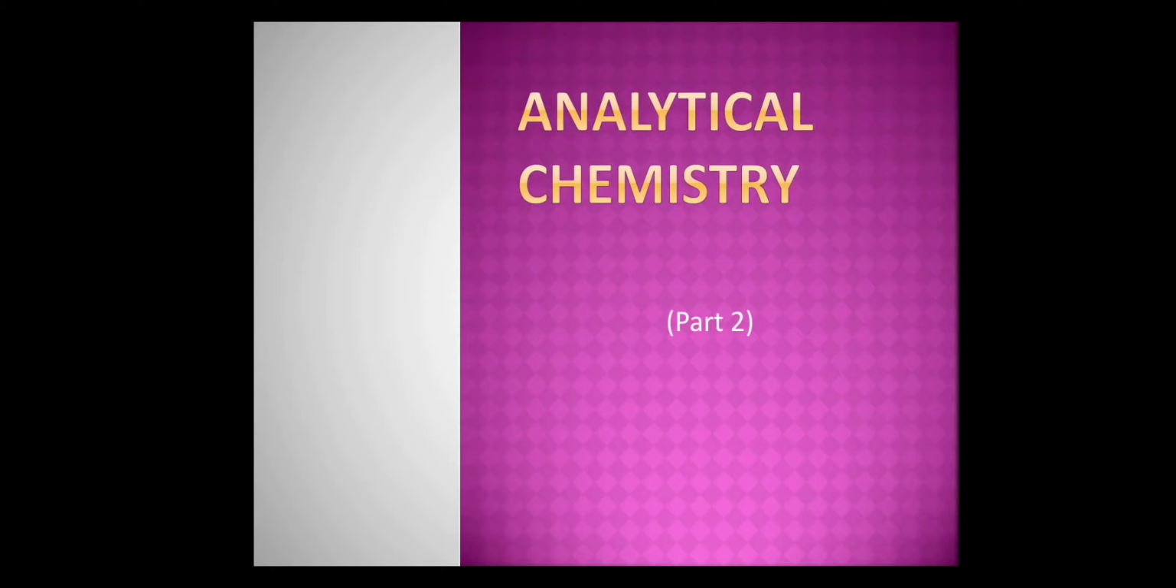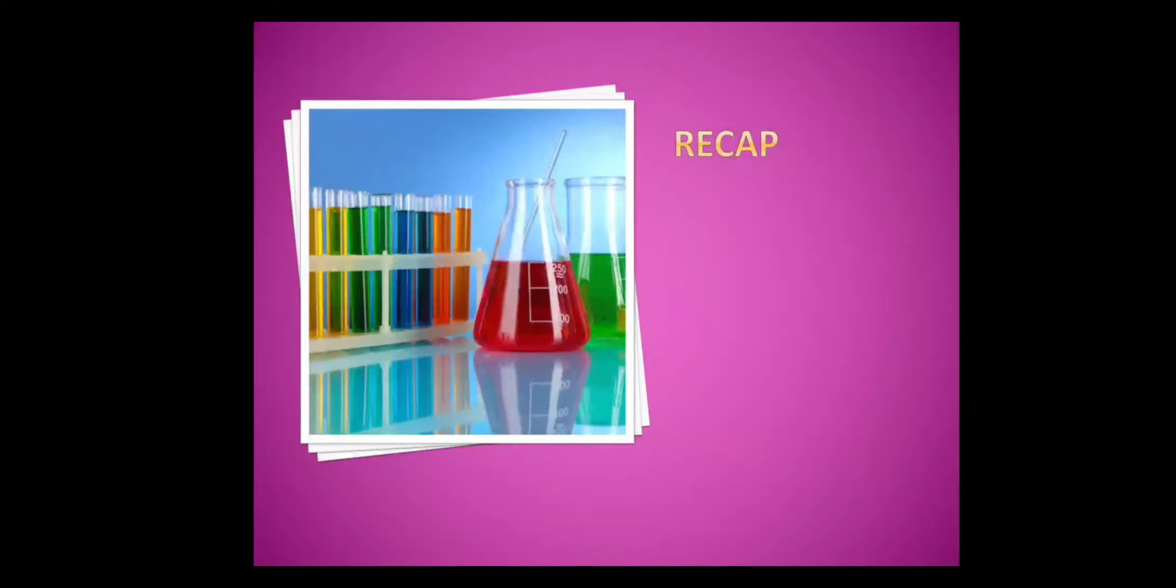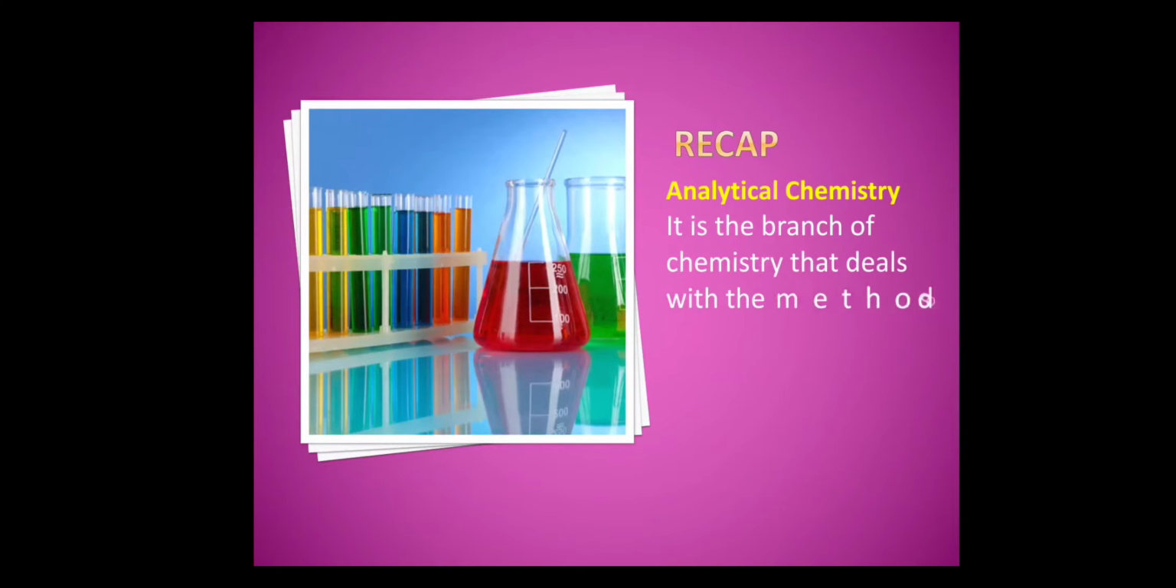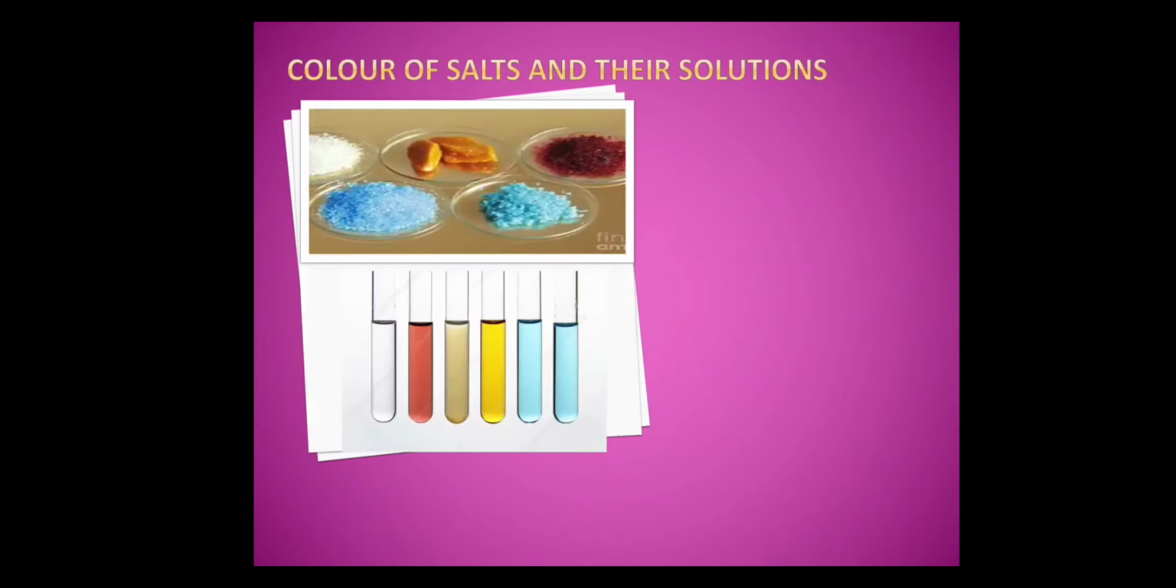Hello children, today we shall start with the second part of this video for the chapter Analytical Chemistry. So what did we see in our previous video? Let's have a recap. First we saw the definition of analytical chemistry. Analytical chemistry is the branch of chemistry that deals with the methods of analysis of chemical substances.